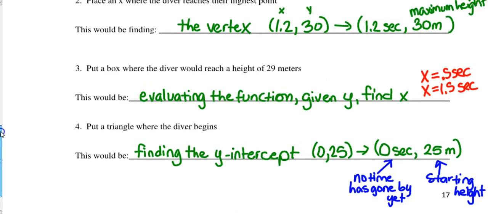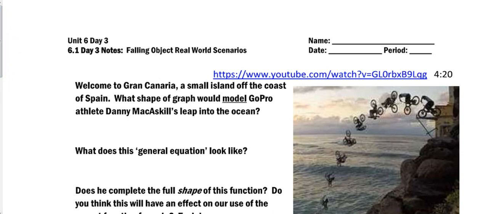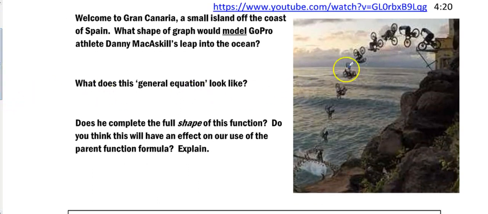Now that we have a really nice visual start to how real-world questions are going to work moving forward, let's get into this awesome real-world question that deals with Danny McCaskill's ride, and it's in Spain. This is a screenshot, like a slow motion time lapse of his fall into the ocean at the end of his ride. And if we look at the shape it makes, if I were to follow this path, what shape does that look like? Well, I'm hoping from the sketches we've been doing, it kind of looks like a part of this.